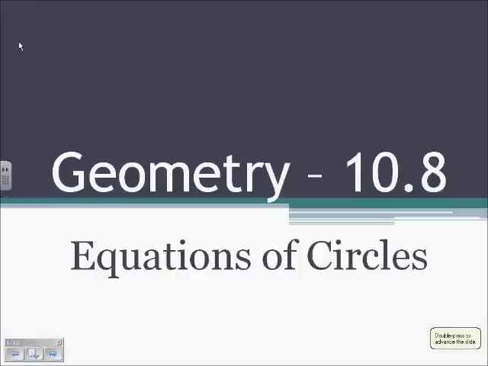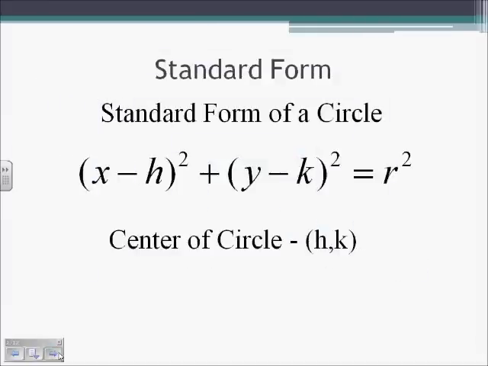Section 10.8 Equations of Circles. Standard form of a circle is (x − h)² + (y − k)² = r², where the center of the circle is (h, k) and r is our radius. We need to remember that h and k are the positive forms of the negatives that we see in the equation. It's minus h, minus k.